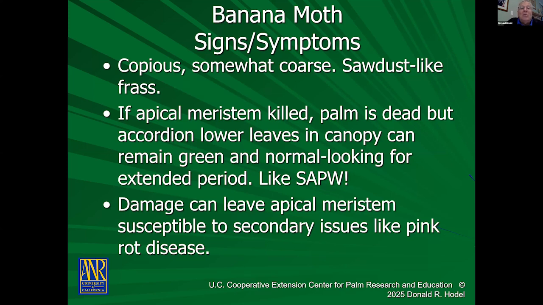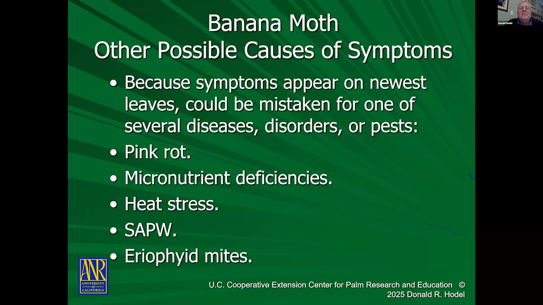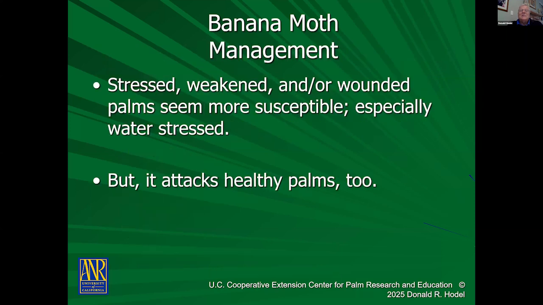Copious, somewhat coarse, sawdust-like frass is present. If the apical meristem is killed, the palm is dead. Damage can leave the apical meristem susceptible to secondary issues like pink rot disease. And here are some things that you could confuse banana moth damage with: pink rot, micronutrient deficiencies, heat stress, South American palm weevil, and microscopic mites.